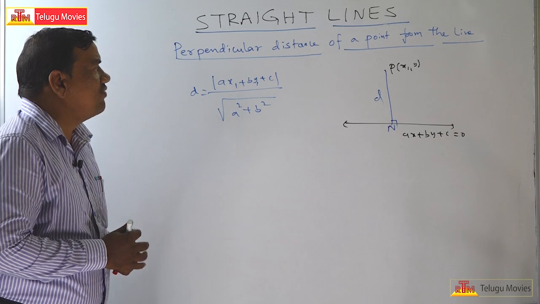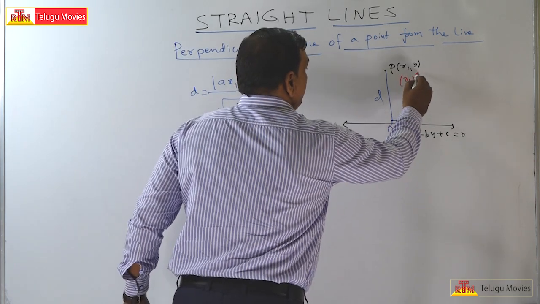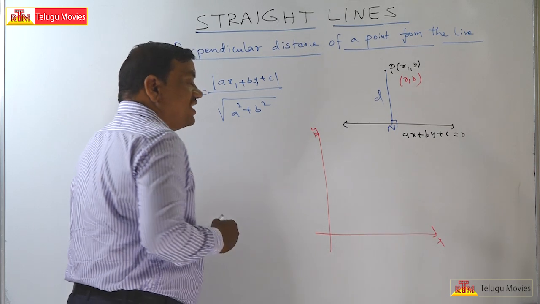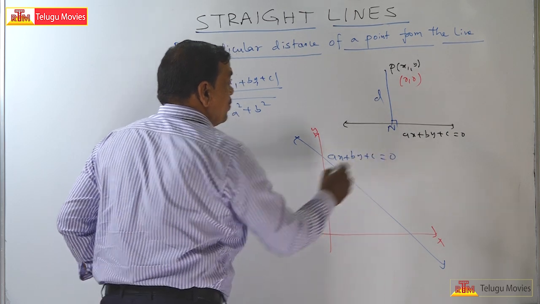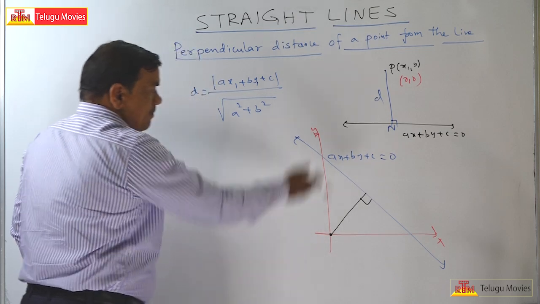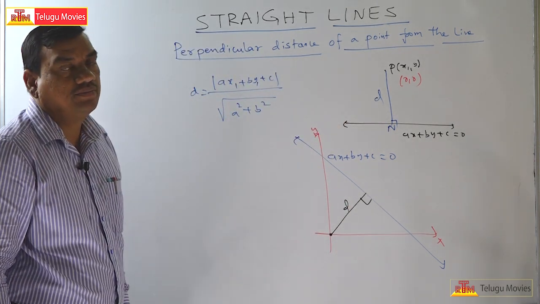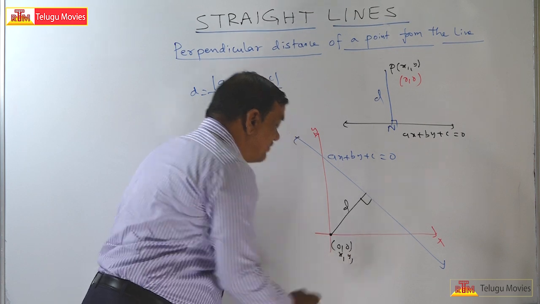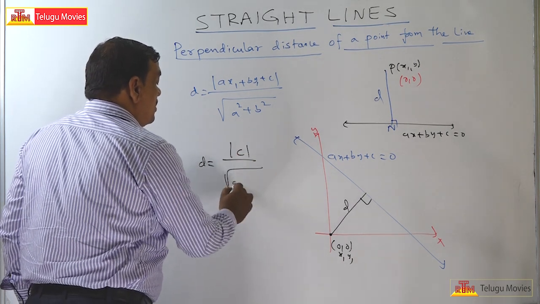So this is the perpendicular distance of a point from the line. For example, if this point happens to be (0, 0), so this is the x-axis, y-axis, and there is a line whose equation is ax plus by plus c is equal to 0. If we want to find the perpendicular distance from the origin to the line, wherever the line may be, then see here, what is our point? (0, 0). This is x1, y1. In place of x1 substitute 0, in place of y1 substitute 0. So what you will get is modulus of c upon the square root of a square plus b square.